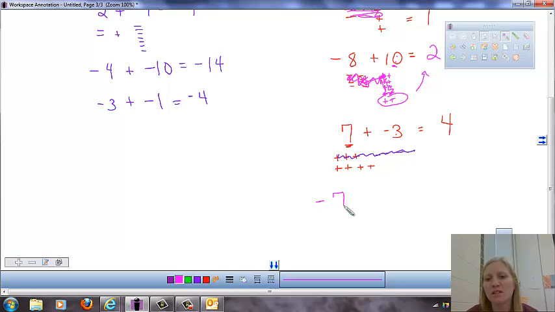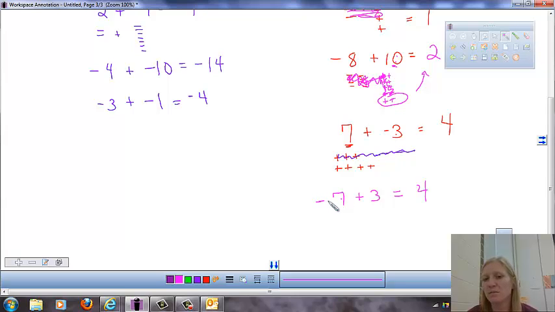Now I'm going to switch that around and see if you can handle one like this. What if I made it negative 7 plus 3? Ooh, that one's different. You still subtract. What is 7 minus 3? It's 4.